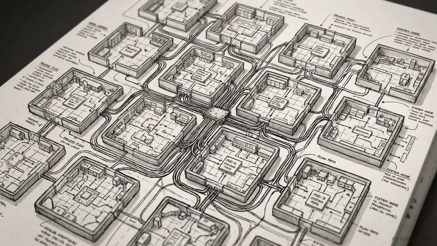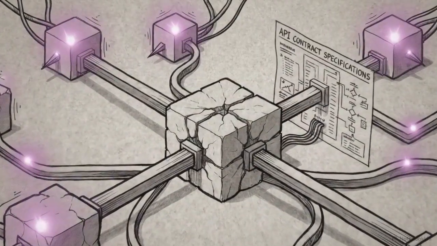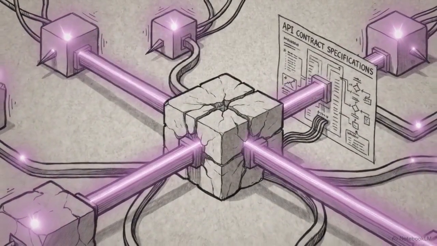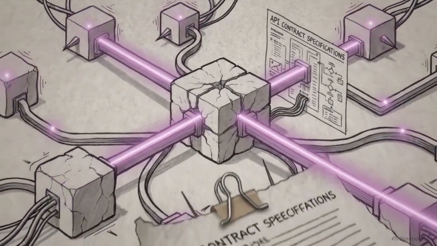Micro frontends are a solution for organizational scale. They should only be adopted when the primary bottleneck is team coordination, and the culture is prepared to enforce strict architectural governance.